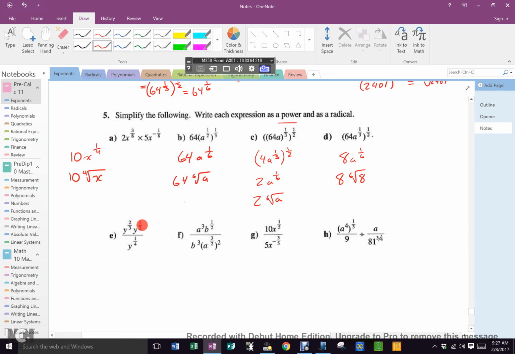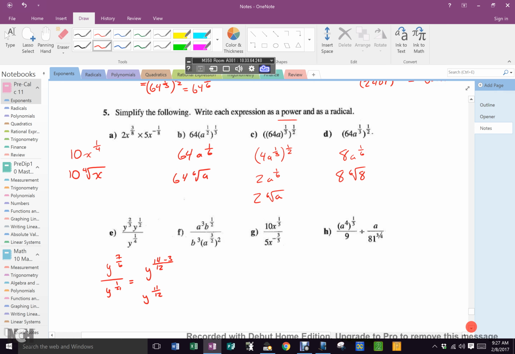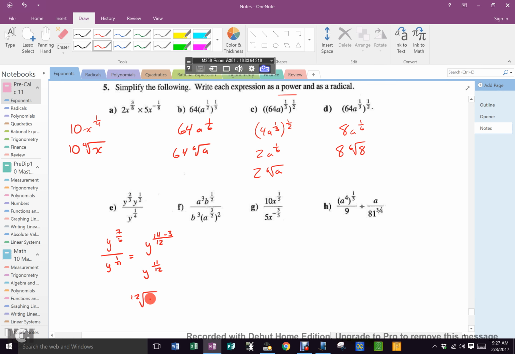What do I do with the exponents? I've got to add them, right? 2/3 and 1/2 is 7/6. Y to the 7/6 over y to the 1/4 is y to the 14/12 minus 3/12. So it's y to the 11/12, which is the 12th root of y to the 11th power. Radical.